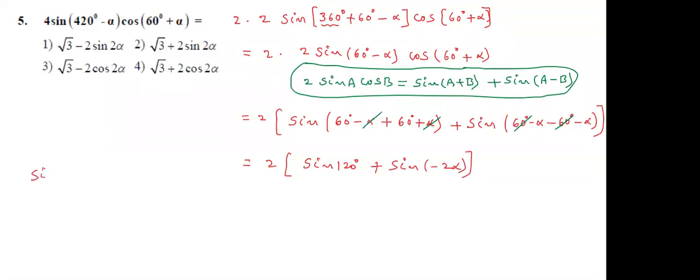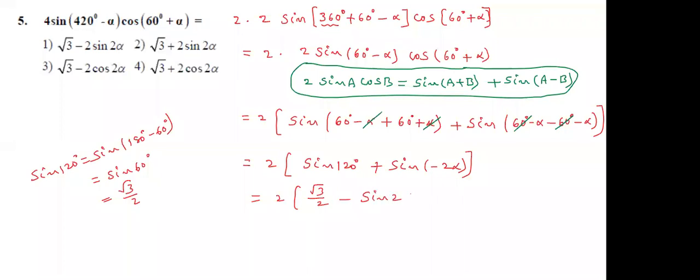Now what is sin 120 degrees? 120 we can write as 180 minus 60 or 90 plus 30, any one. 180 minus theta is in the second quadrant, where sin is positive. We get sin 60. What is the value of sin 60? Root 3 by 2. Now finally, 2 into root 3 by 2, minus sin 2 alpha. Now multiply with 2. The 2 cancels. Root 3 minus 2 sin 2 alpha. This is the answer. So students, which option is correct? The first option is correct.